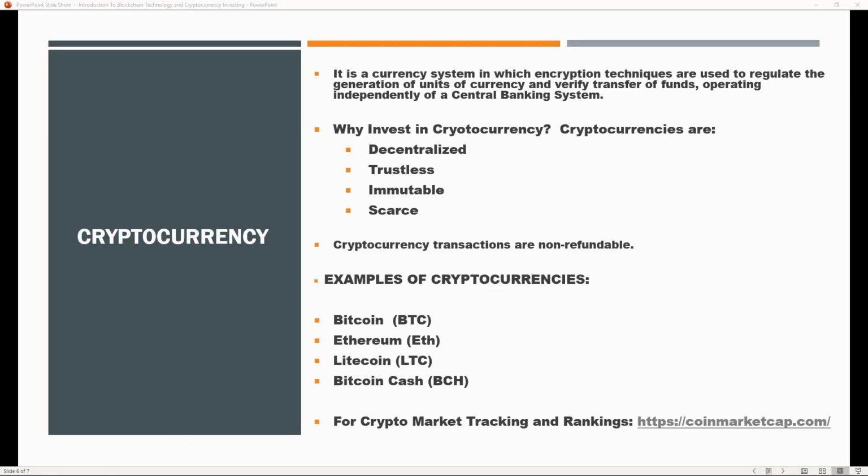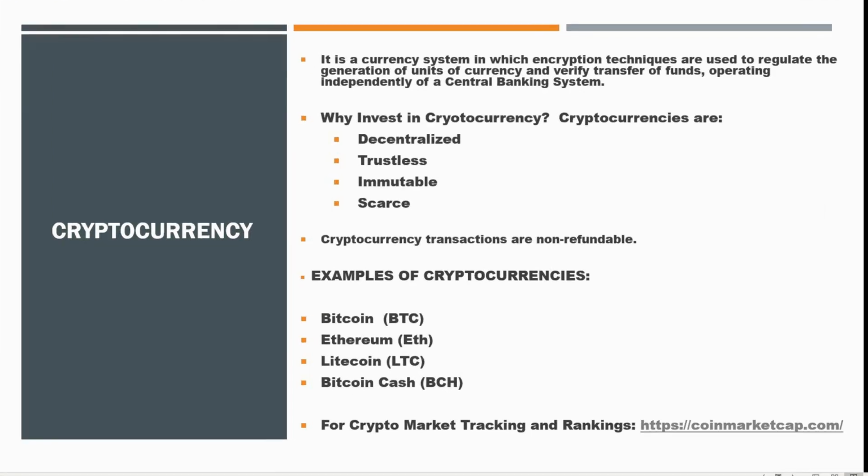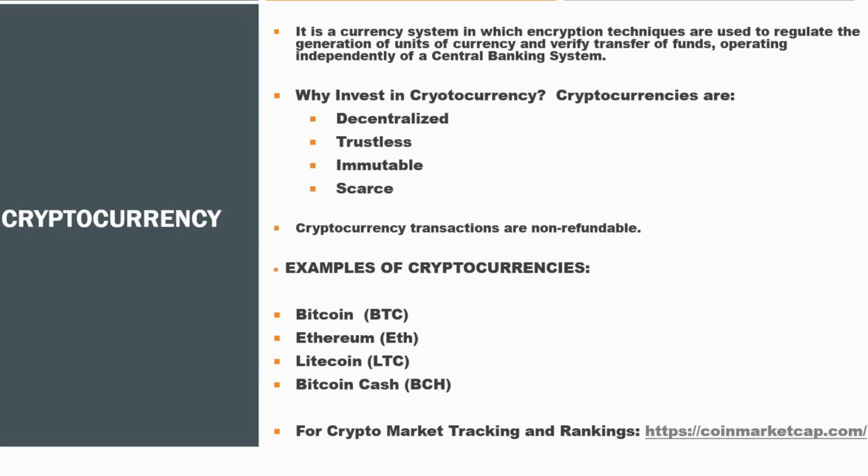All right, now that we've taken a look at the basics of blockchain technology and how the individual blocks within the blockchain are cryptographically linked together to form the blockchain, it's a good segue for us to look at what a cryptocurrency is. Cryptocurrency is a currency system in which encryption techniques are used to regulate the generation of units of currency and verify the transfer of funds, operating independently of a central banking system.